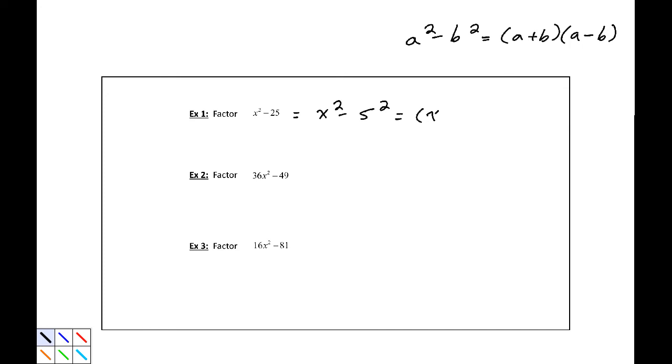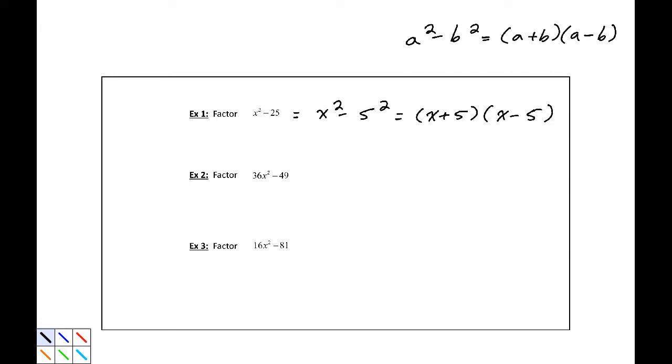So I'm going to write in the corner a squared minus b squared, because this is the form we want to look for. A squared minus b squared will factor as (a plus b) in parentheses and then (a minus b) in parentheses. So example 1: factor x squared minus 25. Well, I'm going to rewrite this as x squared minus 5 squared. So in this case, my a is x and my b is 5. So I can factor this as (a plus b), well that would be (x plus 5), and then (x minus 5).